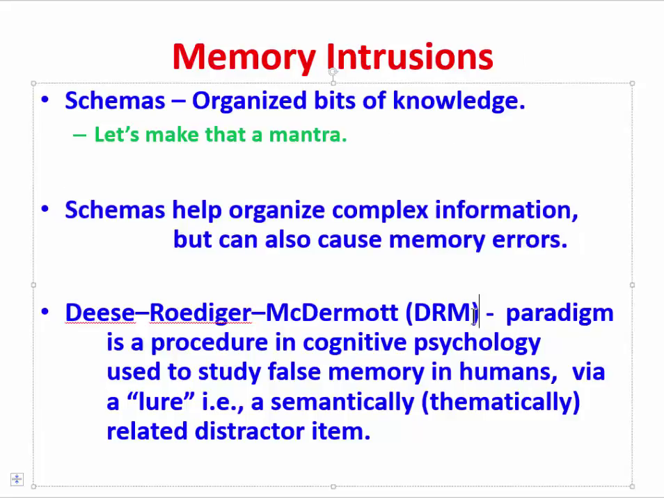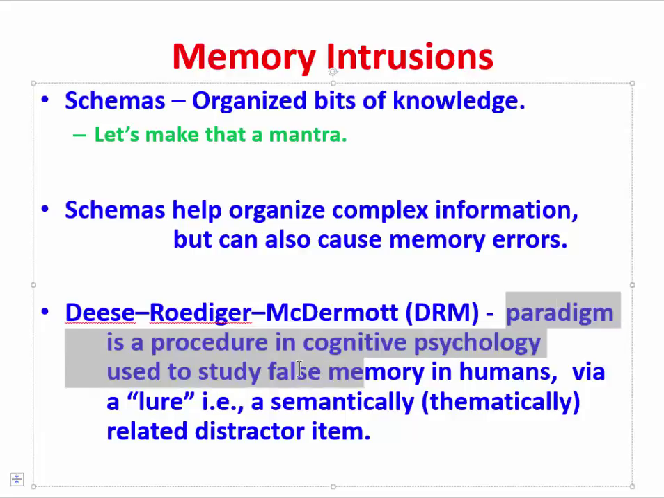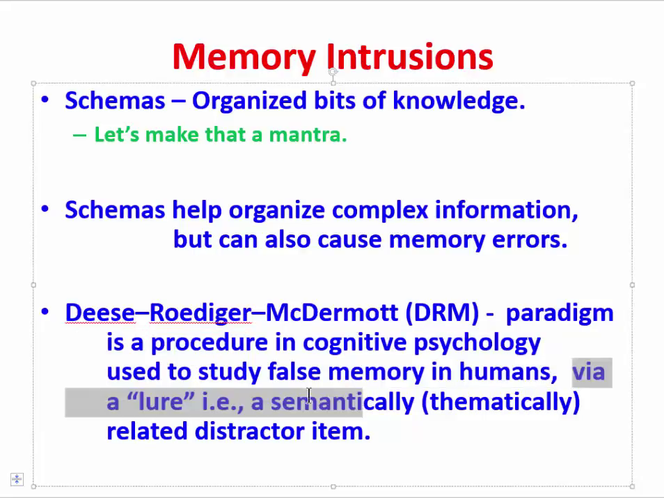And there's a very famous paradigm known as the Deese-Roediger-McDermott paradigm, or the DRM more simply stated. And this is a paradigm, a procedure in cognitive psychology, that's used to study false memories in humans. And we saw an example of false memories a moment ago in Dr. Loftus's work. Here we have something like a lure that is semantically or thematically related to some kinds of distractor items. So, for example, it might be the case that we have a bunch of words that we'd like you to recall, and all those words relate to sleeping every night.